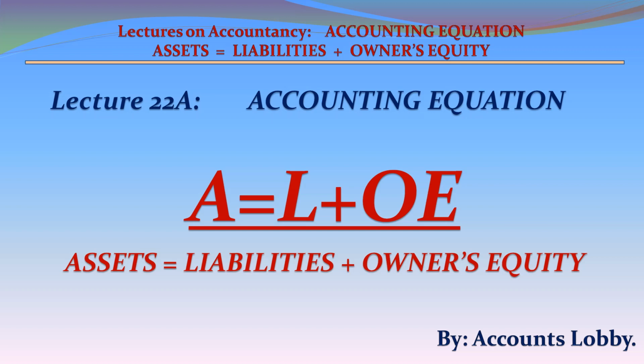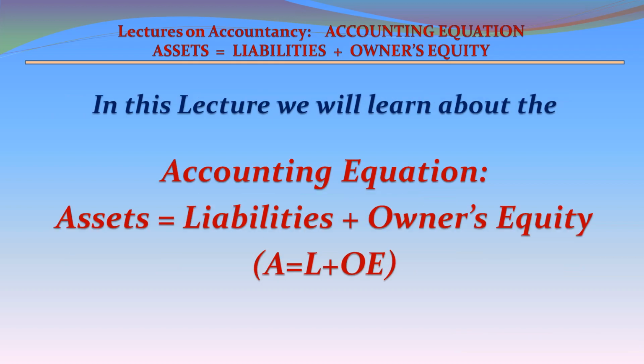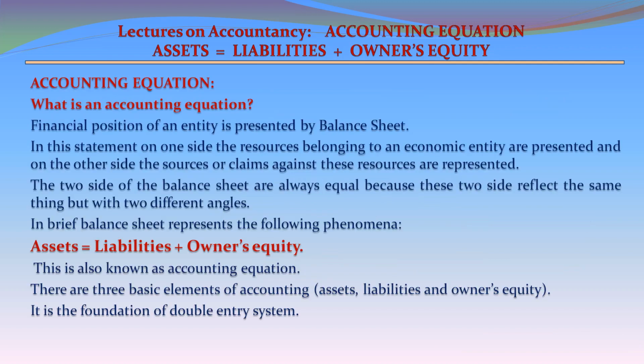Accounting equation: A is equal to L plus OE. Assets is equal to liabilities plus owner's equity. In this lecture, we will learn about the accounting equation. Assets is equal to liabilities plus owner's equity. What is an accounting equation?